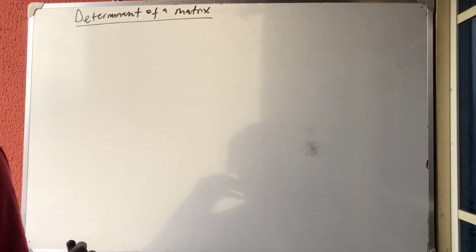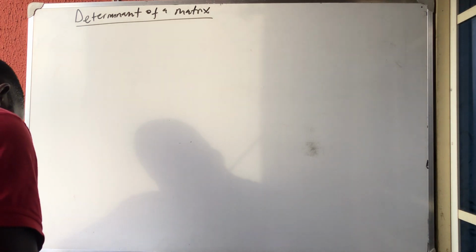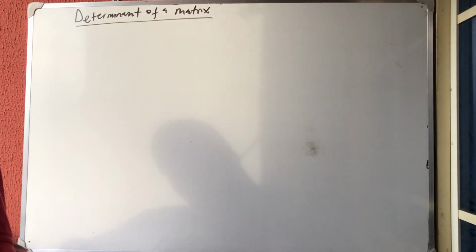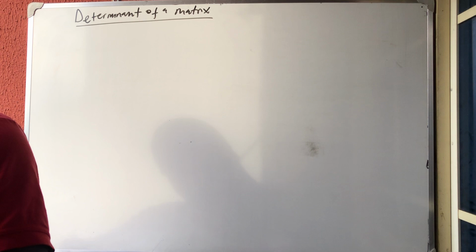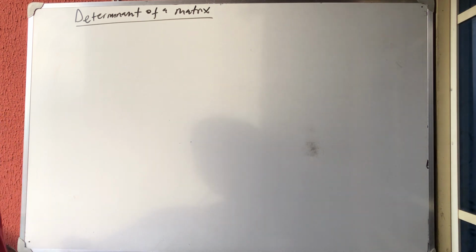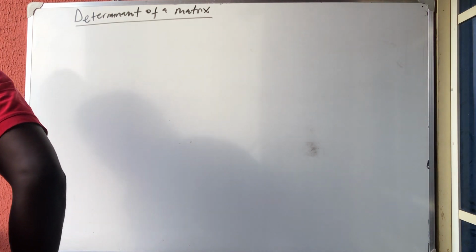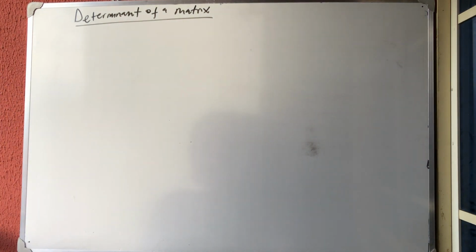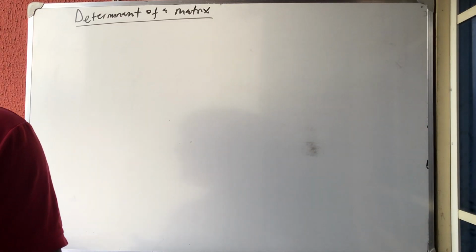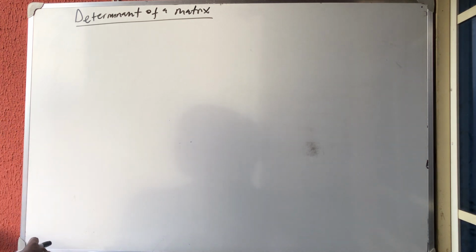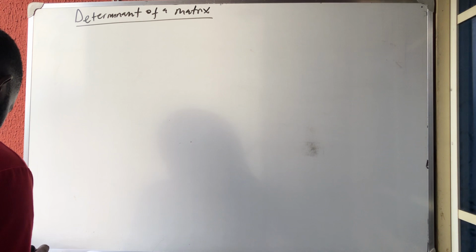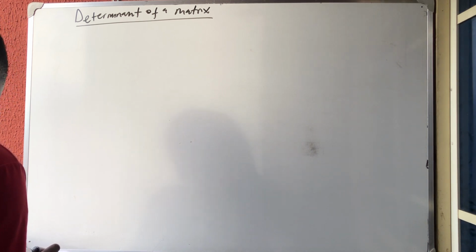Okay, now before you talk about the determinant of a matrix, first of all, I think that matrix should be a square matrix first. It must be a square matrix before you can get the determinant. The same way we did in trace. Okay, the trace of a matrix. That matrix must be a square matrix before we can get the trace. So the same thing is applicable in the determinant of a matrix.